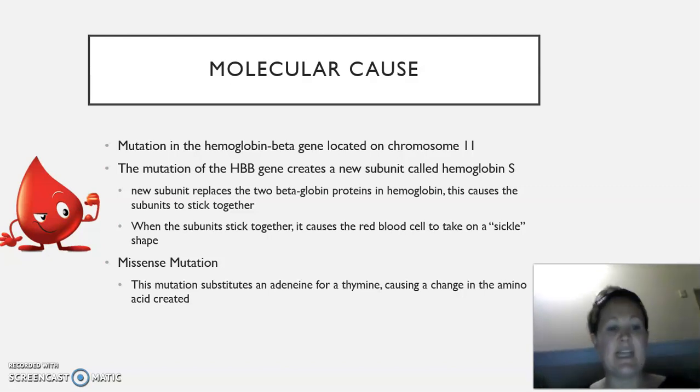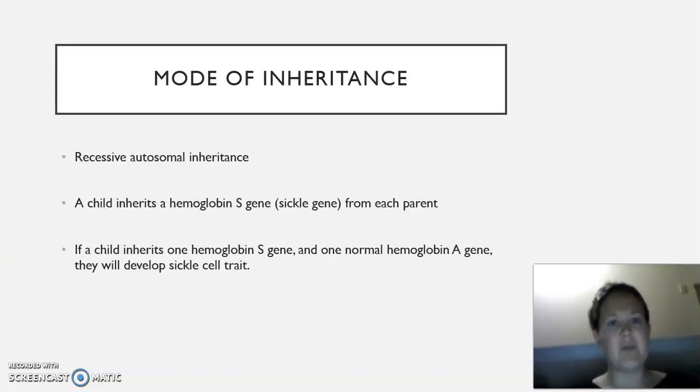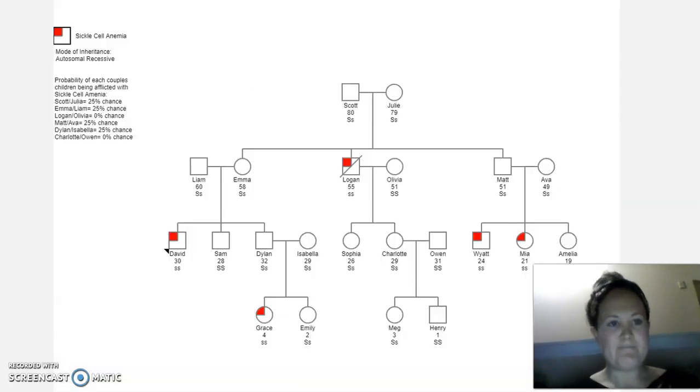This is a missense mutation because it substitutes the adenine for a thymine, which causes a change in the amino acid created. So the mode of inheritance is a recessive autosomal inheritance, kind of like I said before. And a child will inherit the hemoglobin S gene from each parent. And then, like I said before, if they get the one hemoglobin S and one normal hemoglobin A gene, they will develop sickle cell trait.